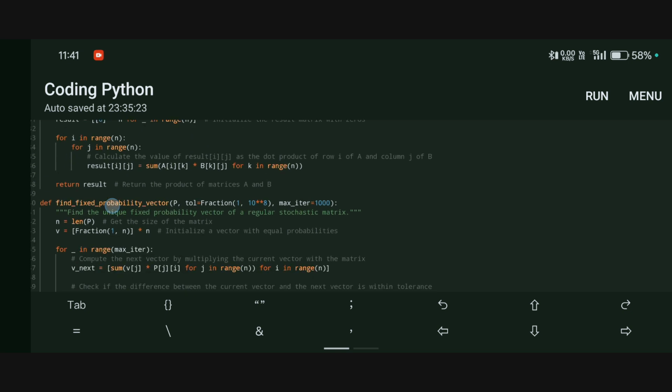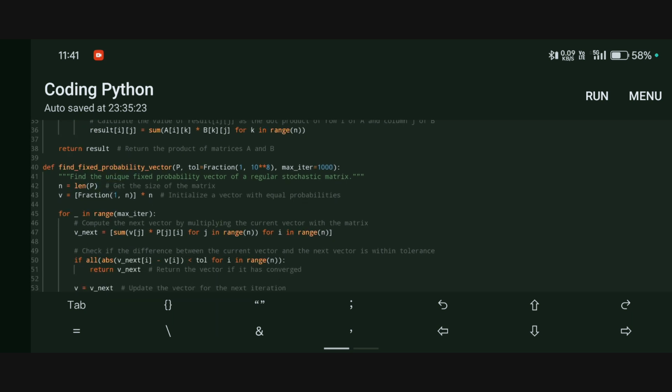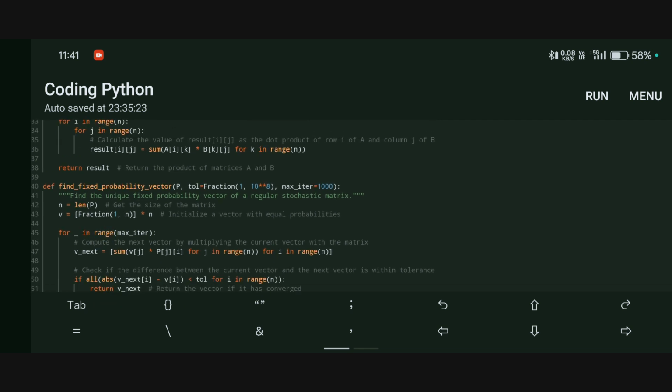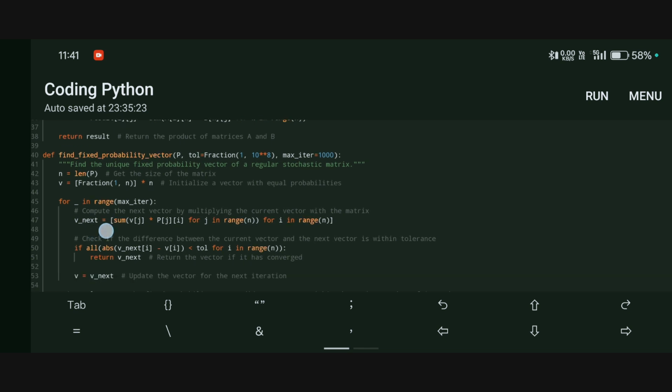Okay. For i in range of n, for j in range of n, you can use this logic: result of i j is equal to sum, starting from zero, of A of i comma k times B of k comma j for k in range of n. Return the result after the matrix multiplication. We must return the result of that.